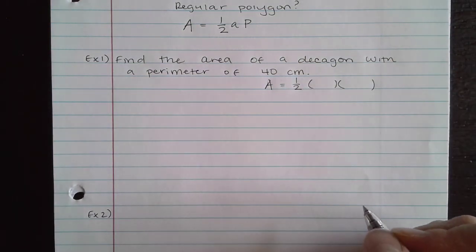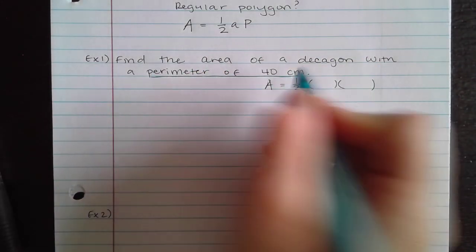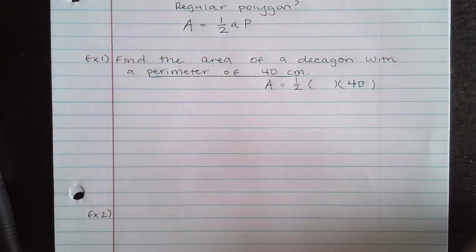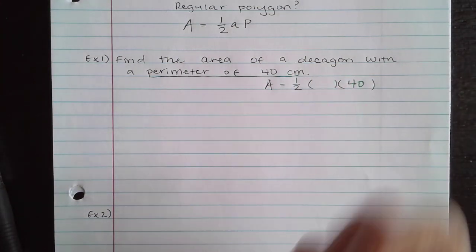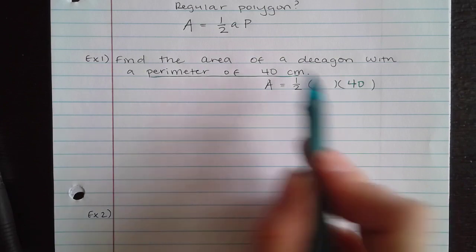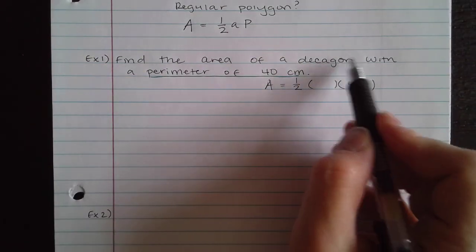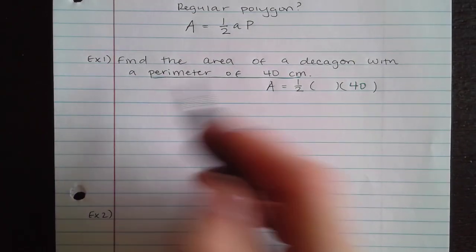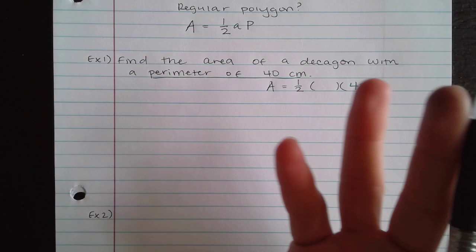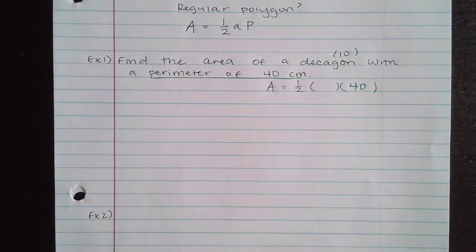Now some of this I know. For example, I know that my perimeter is 40 centimeters. So I'm going to plug that in already. So I'm already halfway there. I just got to find the apothem. And if I can find the apothem, I can find the area. Now, when we're looking at a decagon, I could draw out a whole decagon, but I'm really bad at drawing a 4-sided figure, let alone a 10-sided figure, because that's how many sides a decagon has.